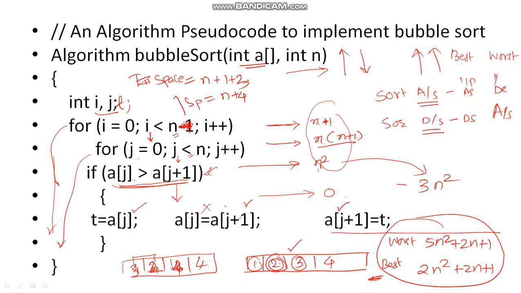Sp is equal to n plus 4, and T in the worst case is 5n square plus 2n plus 1, and T in the best case is 2n square plus 2n plus 1. Let us move ahead.